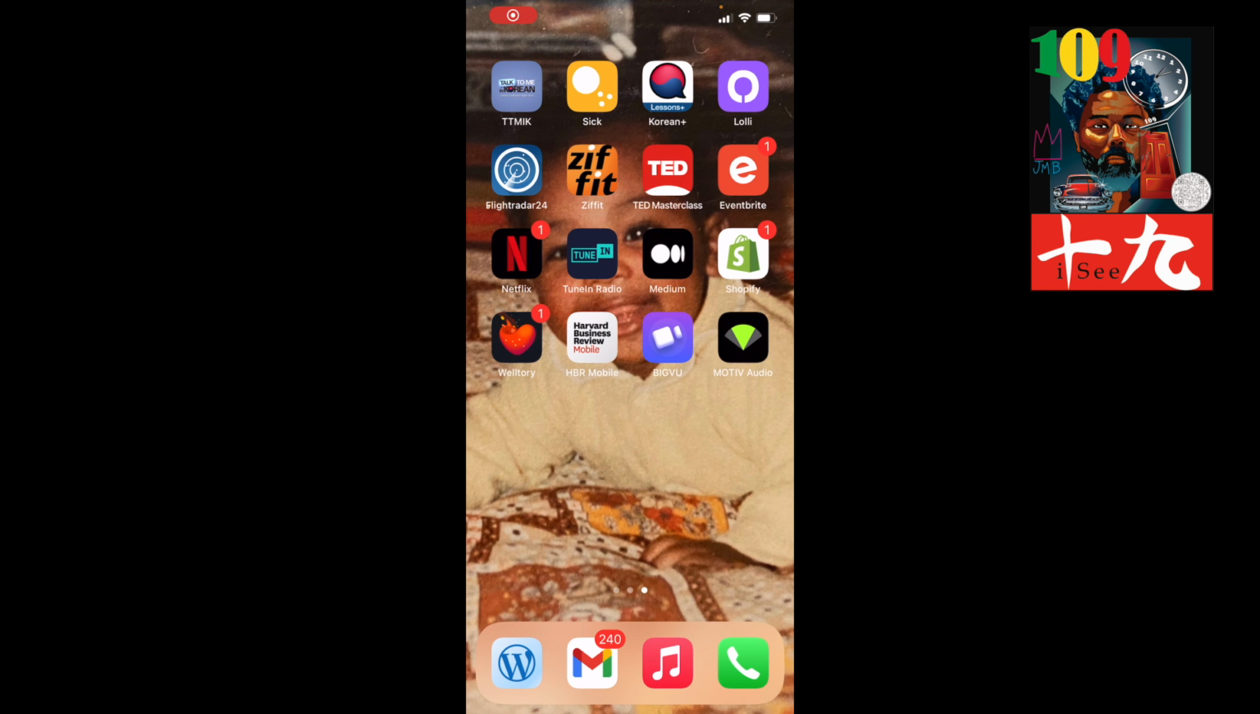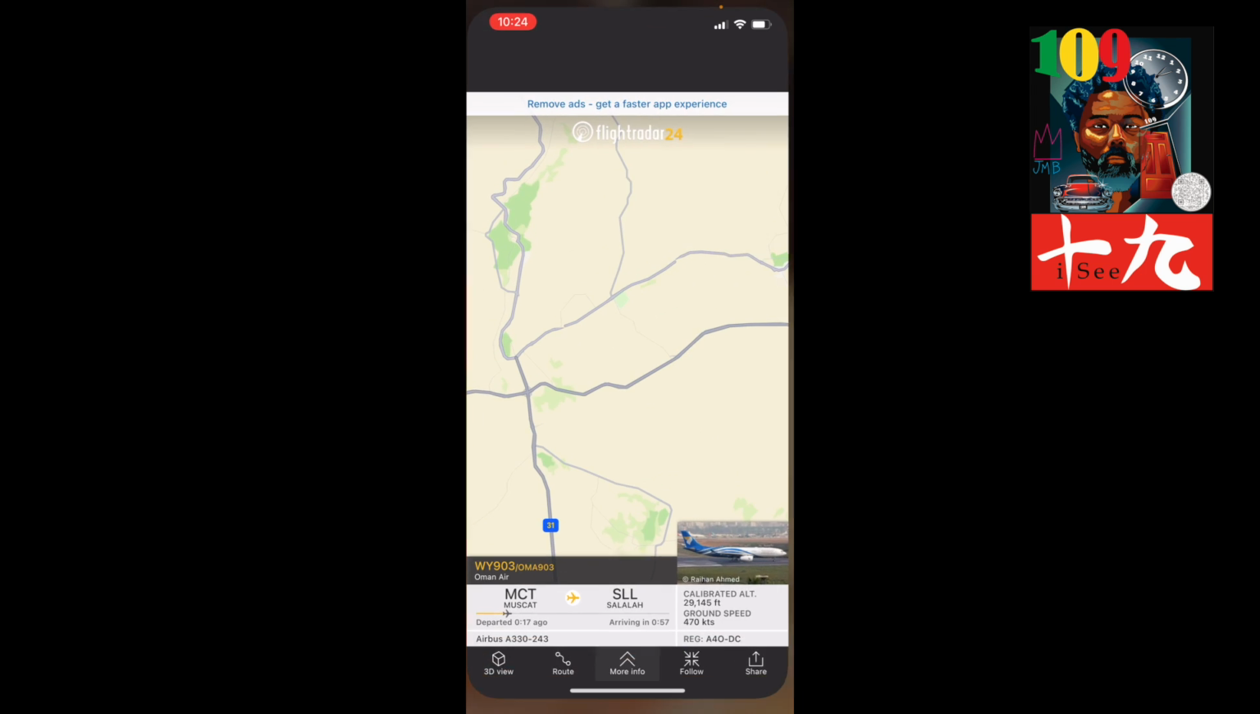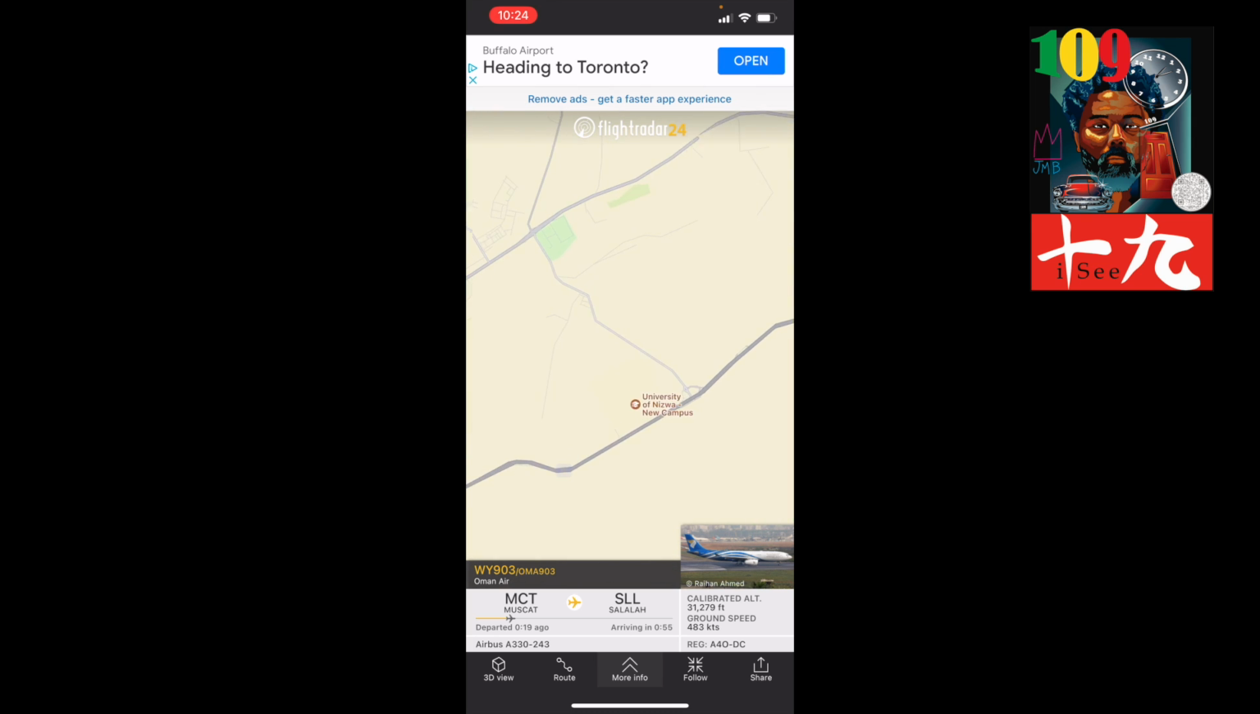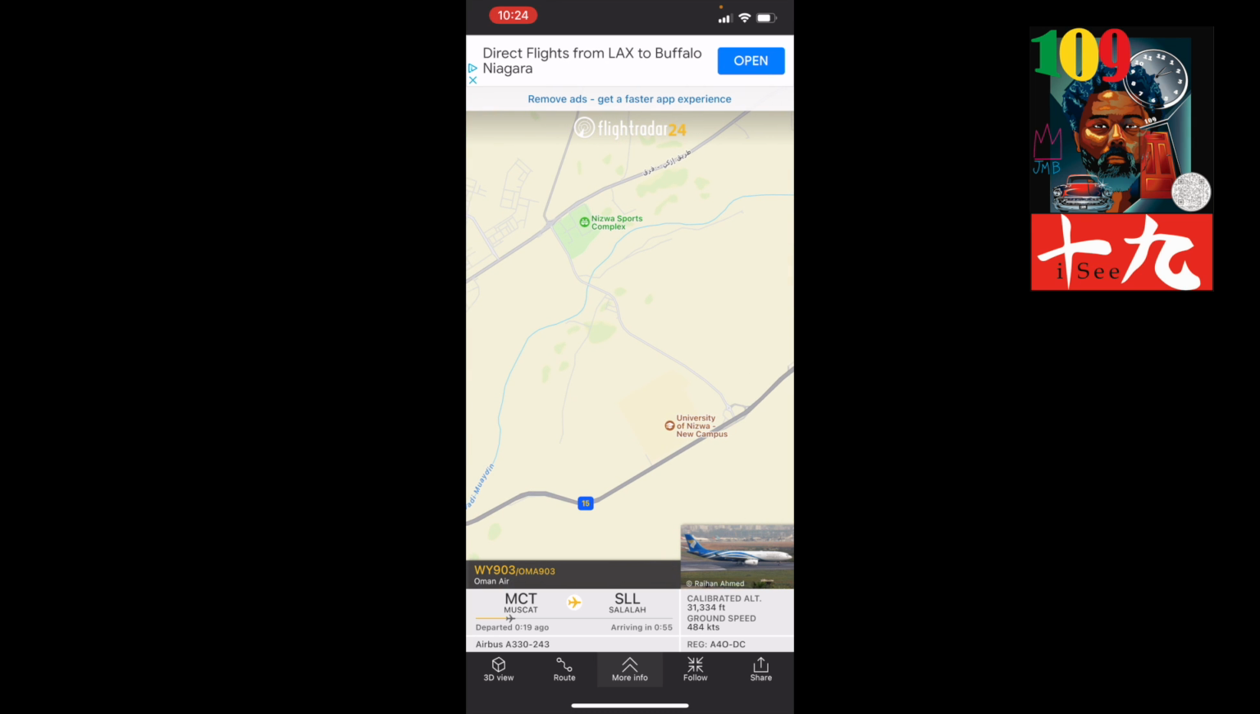Okay, Randy. So what I'm going to do now is I'm going to show everyone Flight Radar 24. What I'm going to show everyone right now is a map of the city of Nizwa. I'm looking over the city of Nizwa, okay? In the map you can see Highway 15, and that's the highway I would drive to get from the capital city to the city of Nizwa.